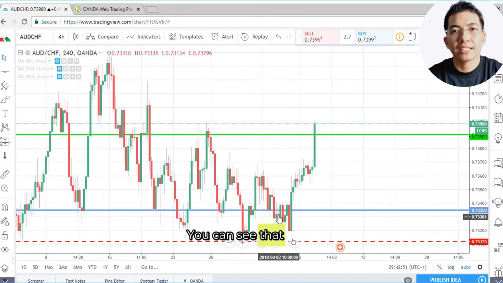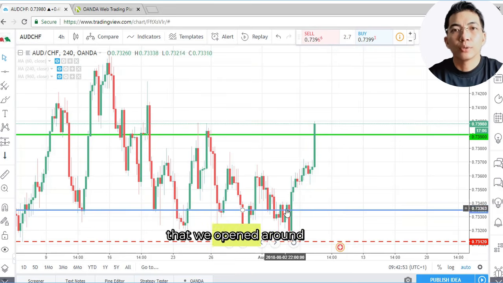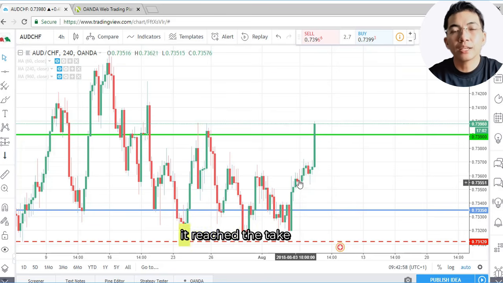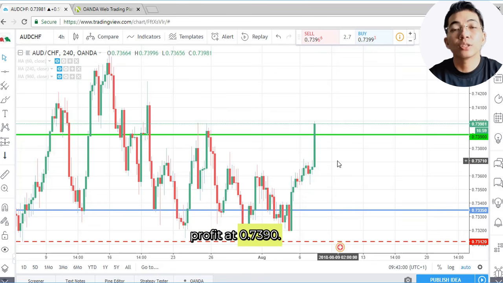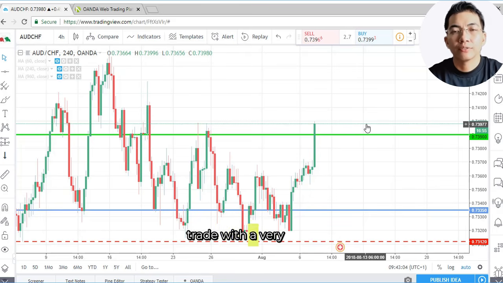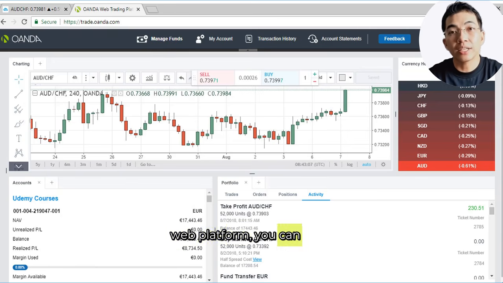You can see that after the buy position that we opened around here, the price went up and finally today it reached the take profit at 0.7390. So a very nice trade with a very nice profit, and if we open the Oanda web platform, you can see our trade here on Australian dollar Swiss franc for a total of €230 and 51 cents.